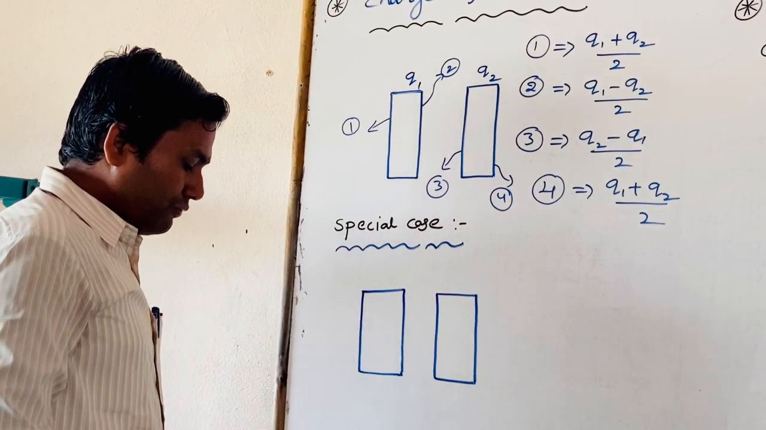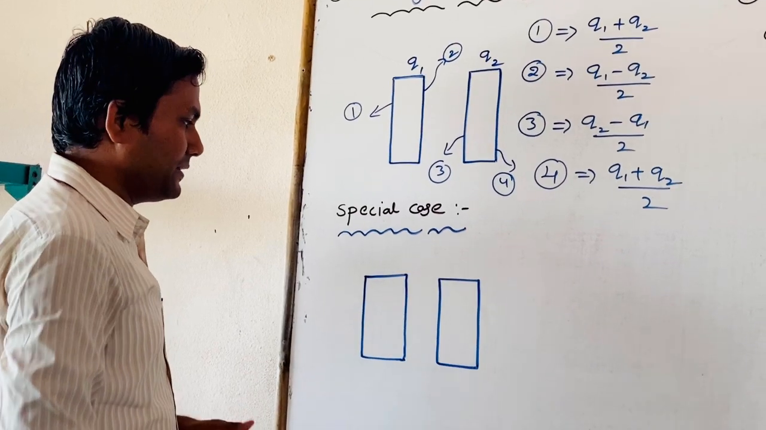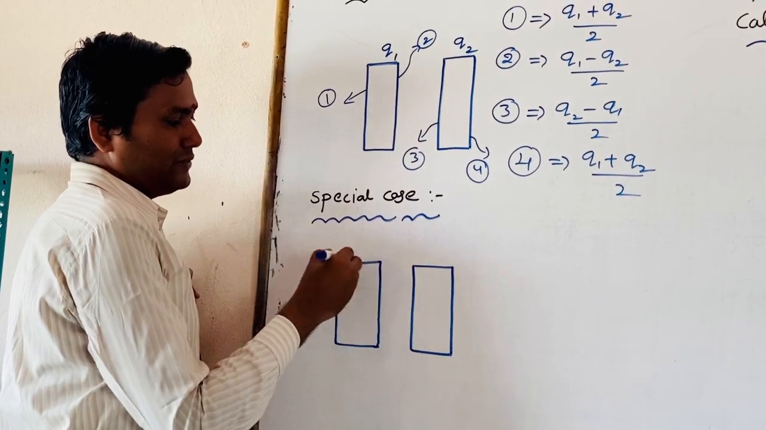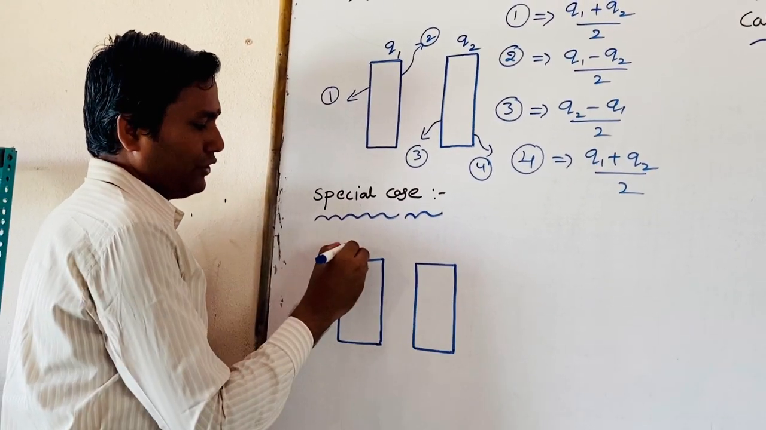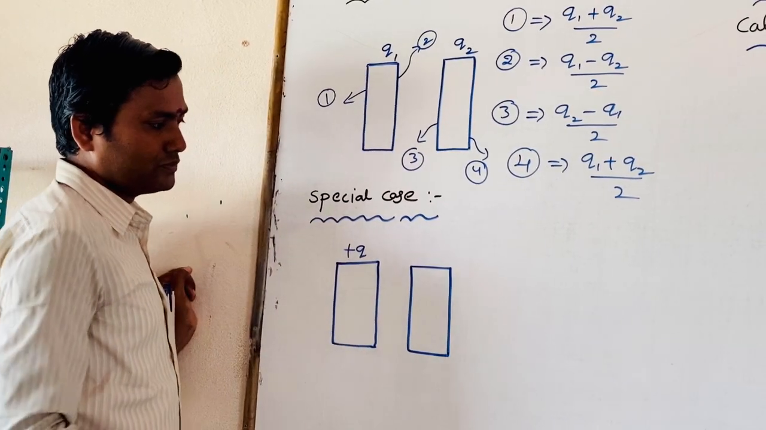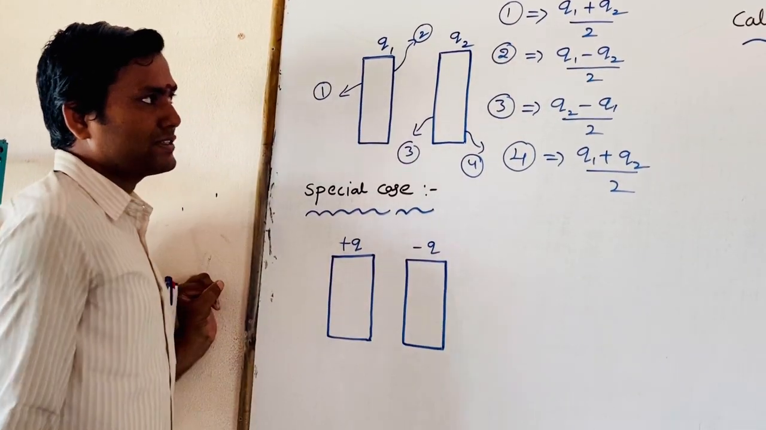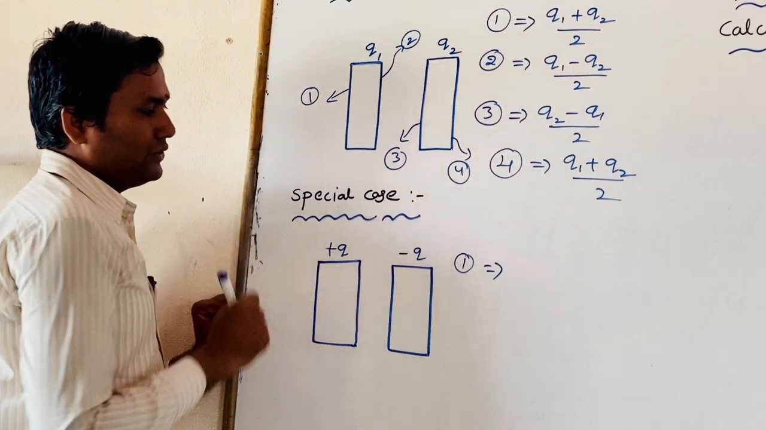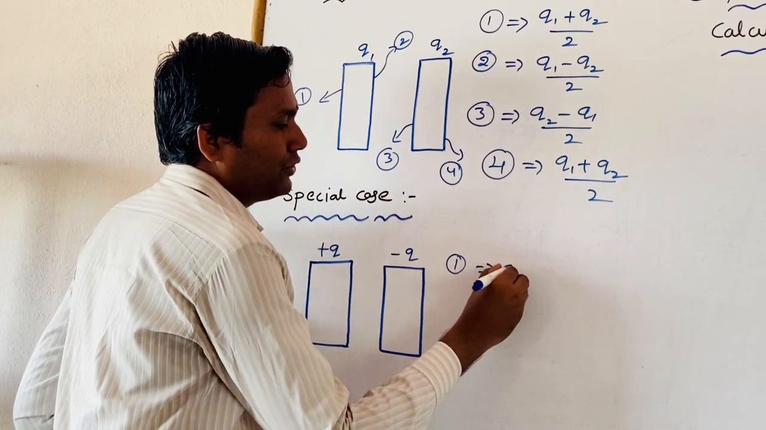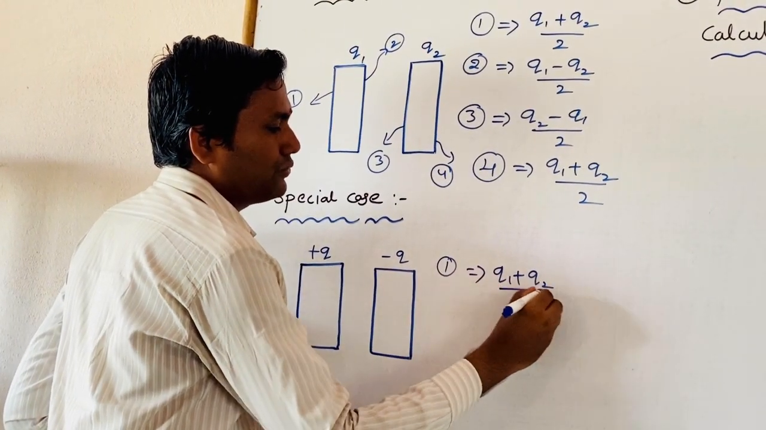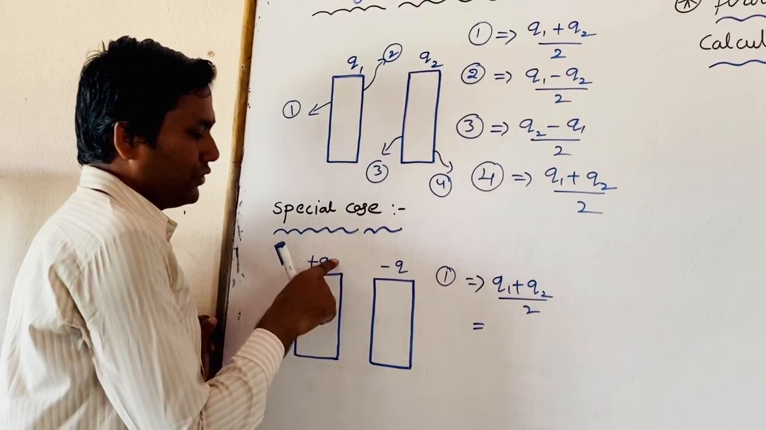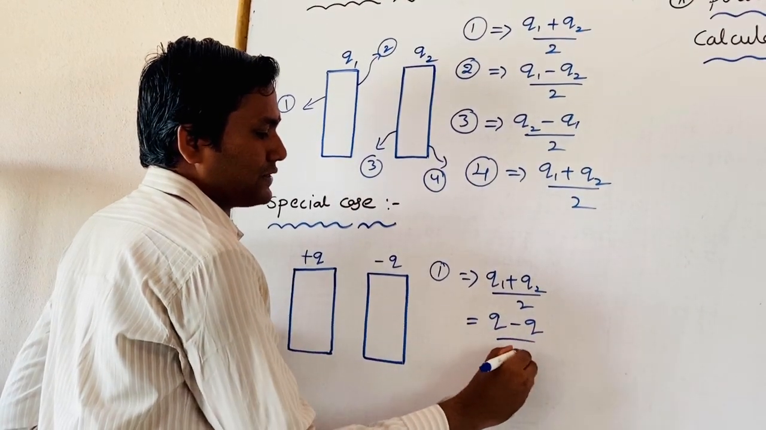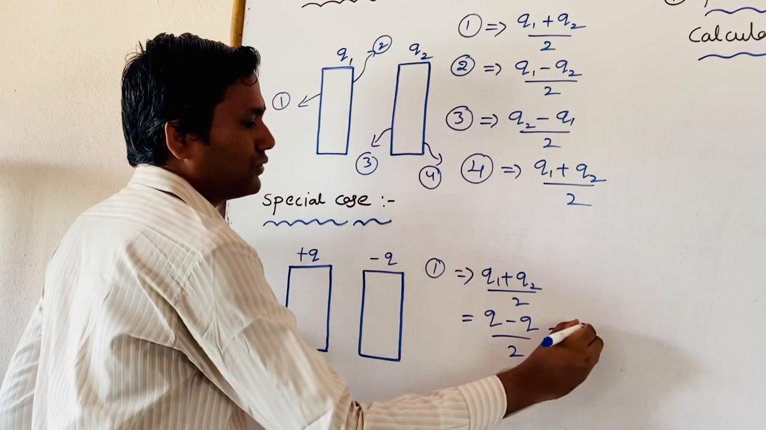Now we can see one special case here. What is that case? For this plate, which is still a conductor, I am giving plus Q, and for this one I am giving minus Q. Now use this formula. What is the value of the charge on the surface? The charge on the surface we can write as (Q1 + Q2)/2, that is (Q + (-Q))/2, that is 0 coulomb.